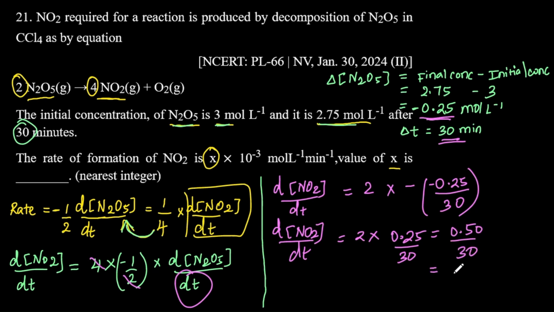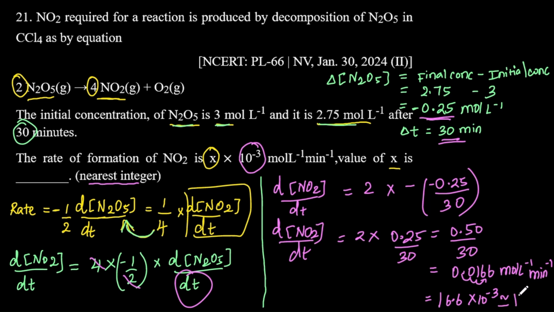So when you solve this, you will get 0.0166 mole liter inverse minute inverse. But the answer is in 10 power minus 3, so take the decimal point after 3 digits. So 16.6 into 10 power minus 3, and here they are asking it in the nearest integer. So 16.6, the nearest integer is 17. 17 into 10 power minus 3. So the value of x is 17. Already 10 power minus 3 is given. So the answer is 17 into 10 power minus 3 mole liter inverse minute inverse.